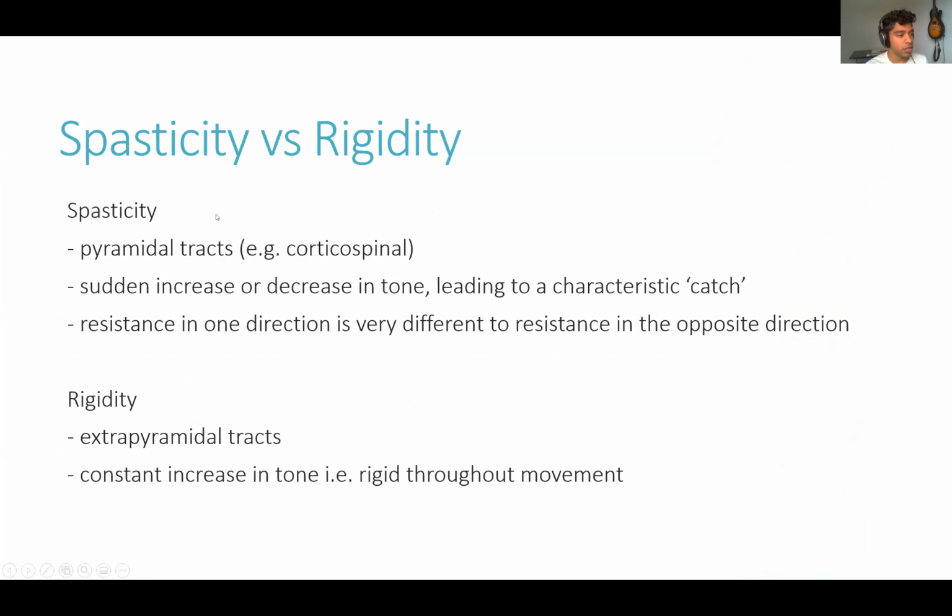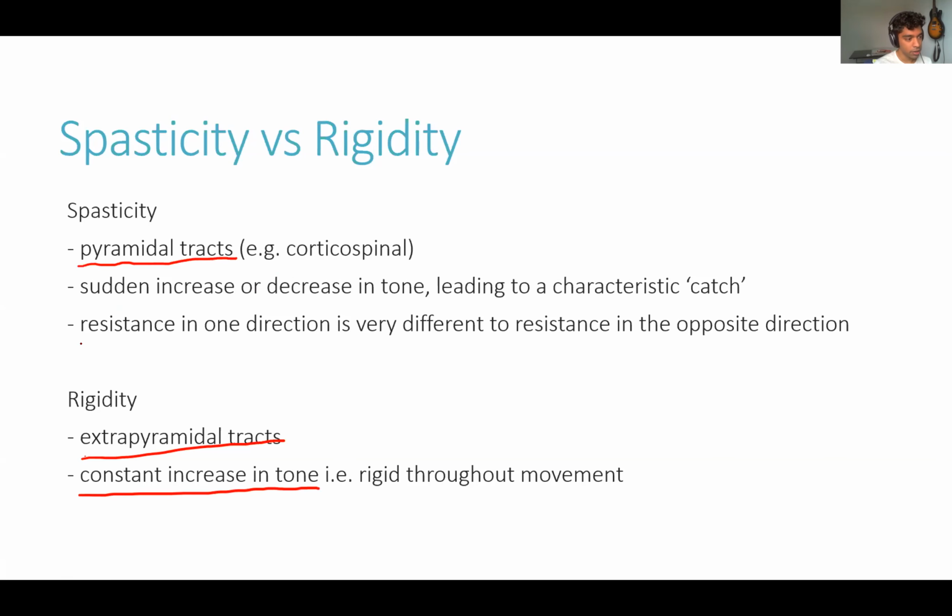Spasticity is when you get a lesion to your pyramidal tract, so your voluntary tracts. When you're testing tone, it's characterized by sudden increases and decreases in tone. You might get clasp-knife spasticity, which is when you have to push a little bit and then all of a sudden the arm jerks back. So it's velocity dependent, whereas rigidity is with extrapyramidal tracts, and it's a constant increase in tone throughout the movement. You might get cogwheel rigidity in Parkinson's, and that's still rigidity. It's a constant increase in tone, but it's due to a tremor, so that's why you get the cogwheeling.